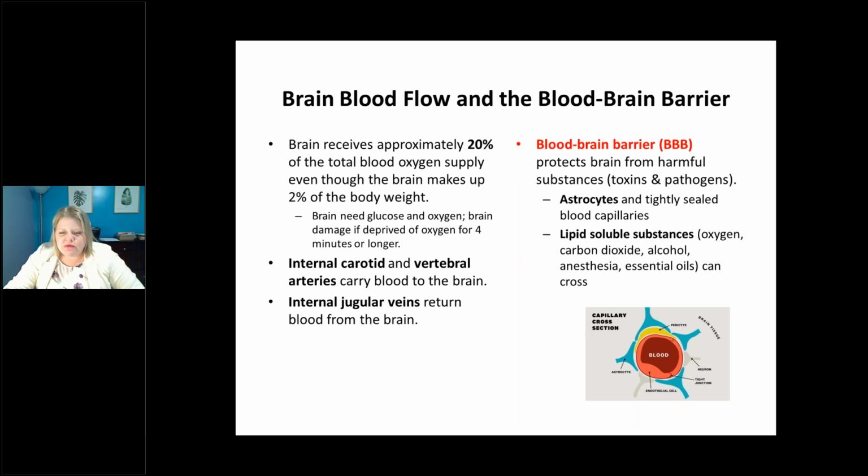Anesthesia can also cross the blood-brain barrier, and essential oils, which is important for a manual therapist as that can be utilized in a treatment room. And we'll talk about that in a little bit.